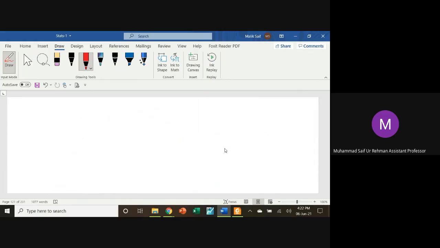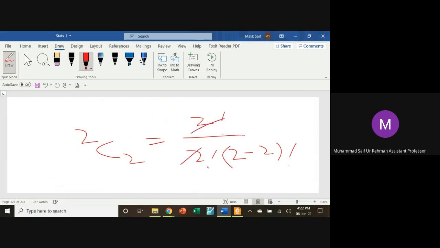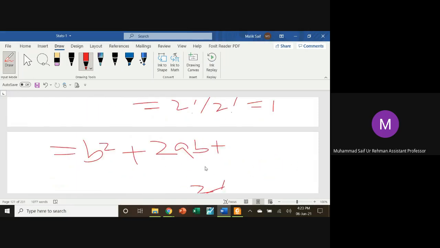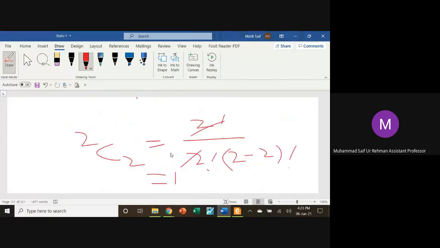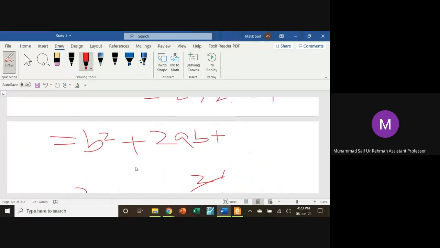Can you do it? 2C2. This will be 2 factorial divided by 2 factorial into 2 minus 2 factorial. So this will be 0, this will be cancelled out, you will remain with 1. 0 factorial is equal to 1. 2C2 is equal to 1. So the answer for this term is 1. The answer for this term will be B power 0. B power 0 is equal to 1. So you will remain with A square.